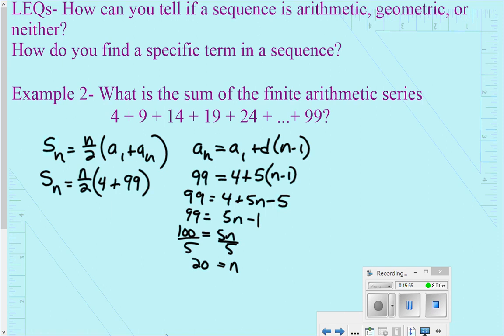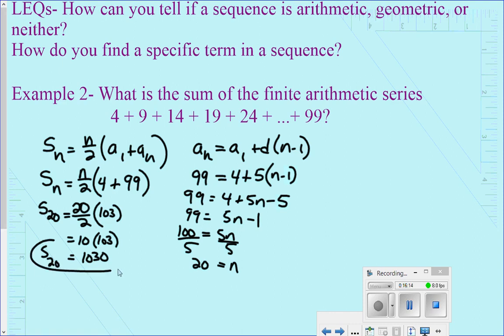So now that I know there are 20 terms, I can substitute 20 in for n. And 99 plus 4 is 103. So 10 times 103 is 1030. So the sum of those 20 terms is 1030.